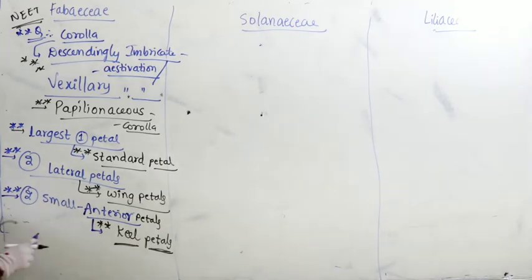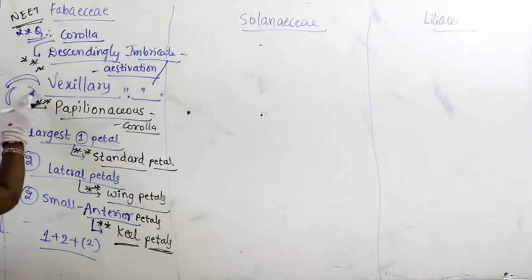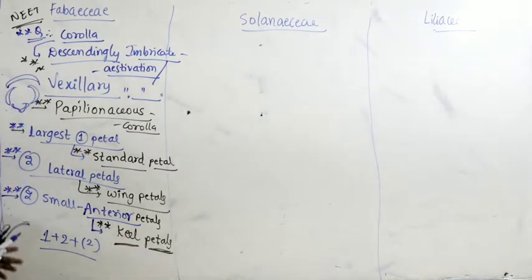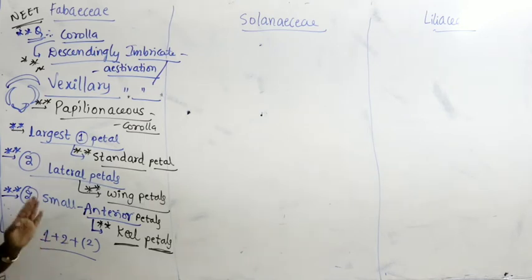So what do you call the arrangement? 1 plus 2 plus 2 are fused. The arrangement is 1 plus 2 plus 2, and the 2 are fused. So this is very important. You know that this is how it appears: largest petal, two lateral wing petals and two smaller keel petals. This is the arrangement present only in Fabaceae, absent in Solanaceae and Liliaceae. So this part is very important.